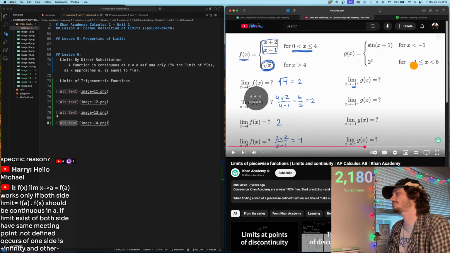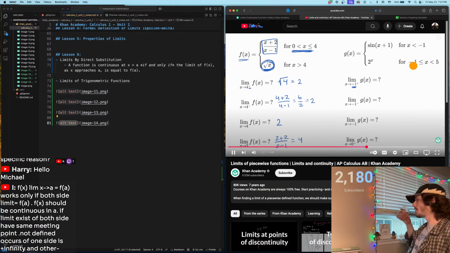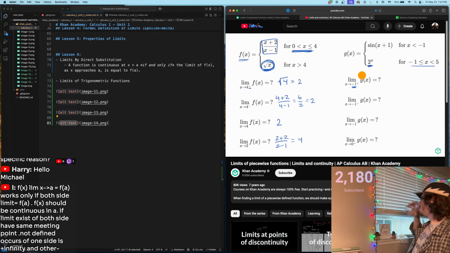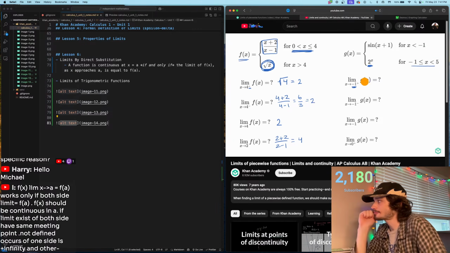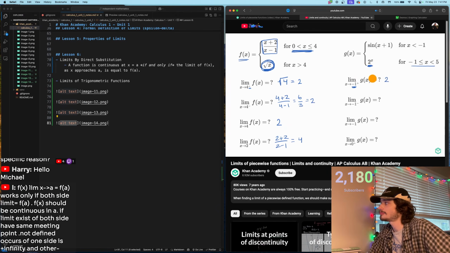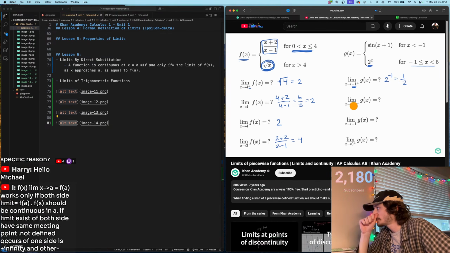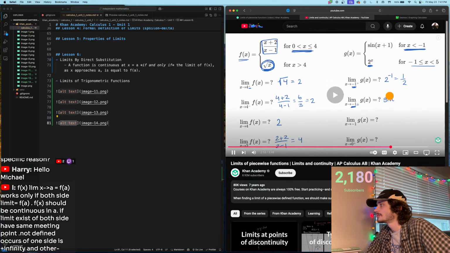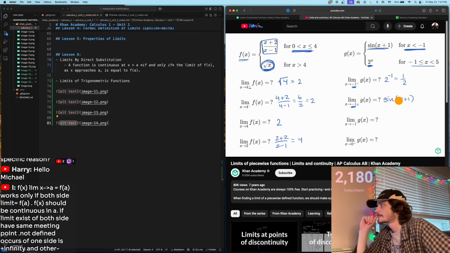When we are greater than or equal to negative 1, we are in this part of our piecewise function. And so this is going to be 2 to the negative 1 power, which is equal to 1/2. What about if we're approaching from the left? Well, we're to the left of x equals negative 1, so we're in this scenario right over here. And so this is going to be equal to the sine of negative 1 plus 1, which is the sine of 0, which is equal to 0.